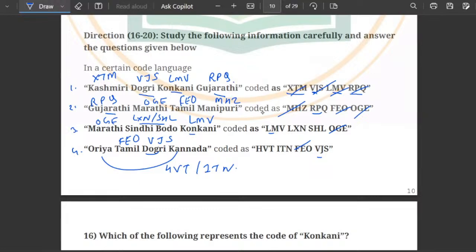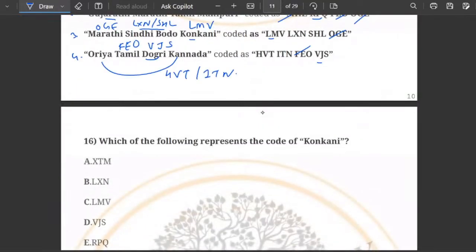Now we'll see the questions on this. Which of the following represent the code Konkani? Konkani we came to know it's LMV. LMV. Very easy.